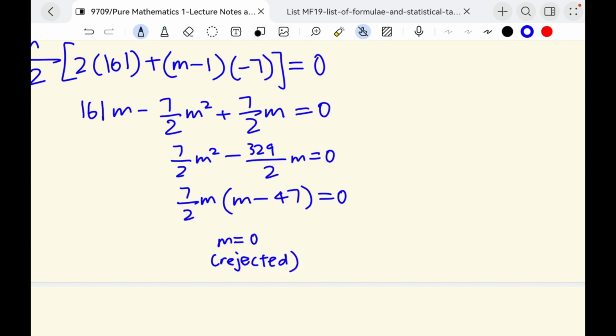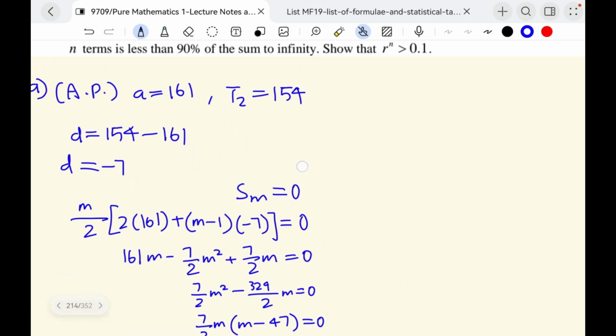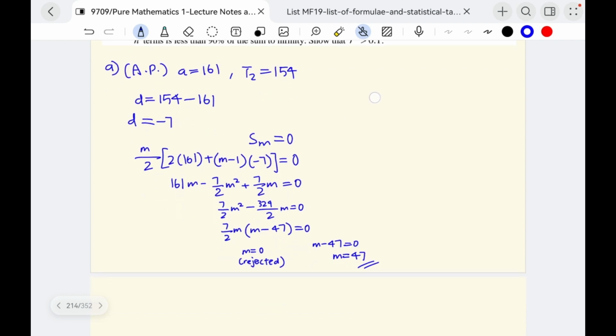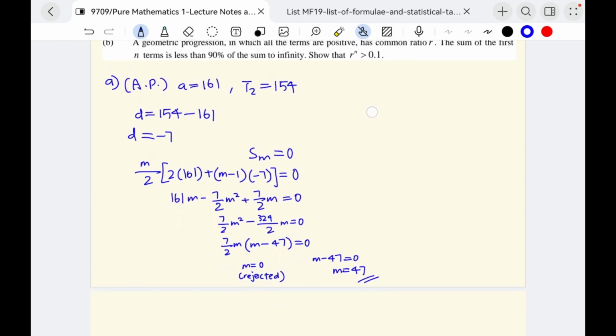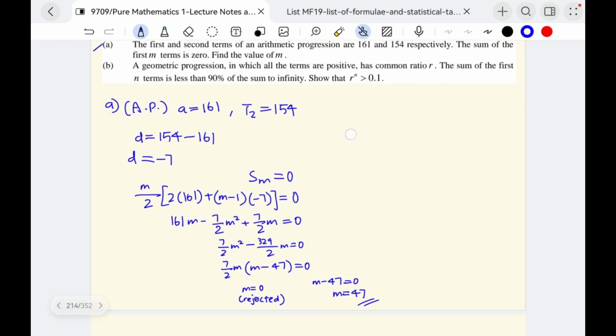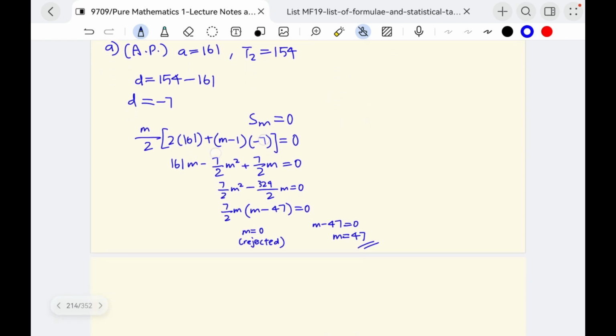Okay, however, there's another scenario of the factorization of this, which is m minus 47 is equal to 0. So m is 47. So this is the best answer for the first part, for part A. Okay, m equals 47 as your final answer. Alright, so let's move on to B.